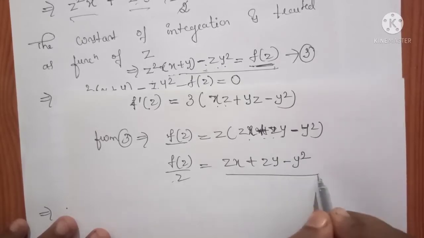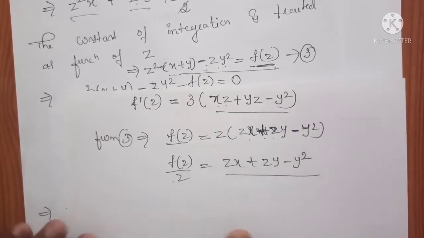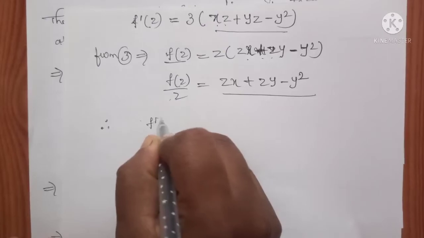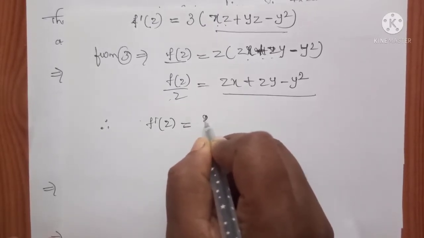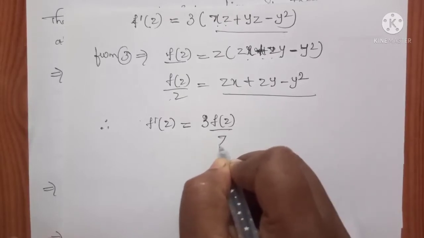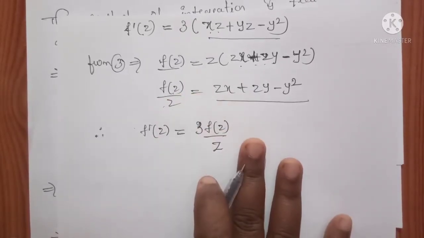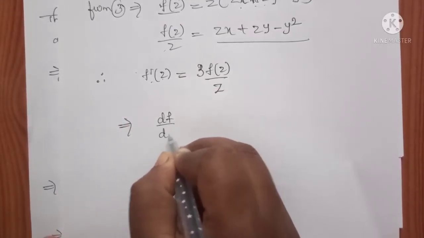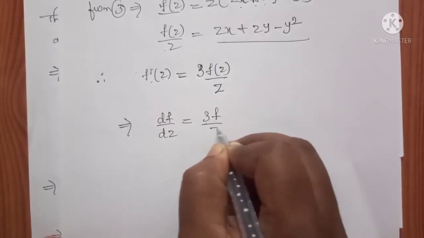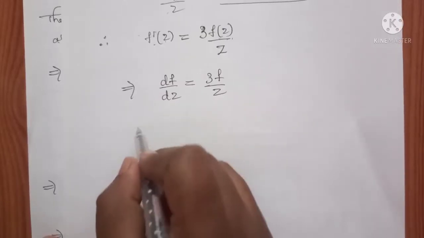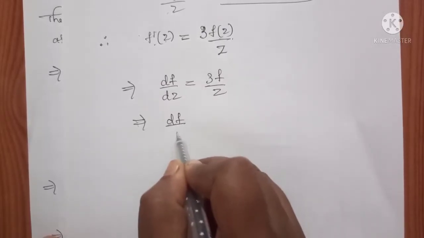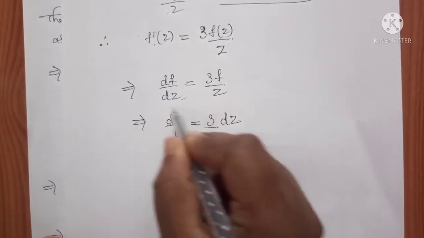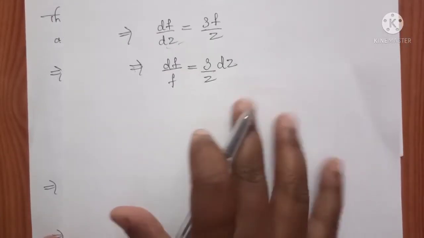So now we substitute this value by f of z. Therefore f dash of z can be written as 3 into f of z divided by z. Here I have mentioned the reason. f dash of z is nothing but df divided by dz equals 3f by z. We can write it as df divided by f equals 3 by z into dz. We send this dz to the RHS.